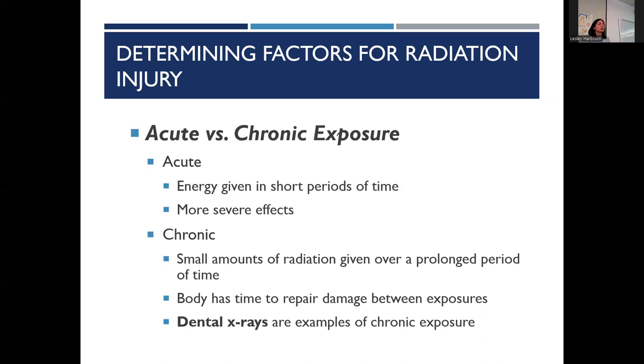If it's chronic, it's just less and it's either recurrent, coming back, or happening over and over. So think of the same thing with acute versus chronic exposure. Acute: energy given in a short period of time, you're getting a lot, so a more severe effect. Chronic: a small amount spread out over a long time. Dental x-rays are a perfect example of chronic. We just give a very small dose of radiation once a year, once every 2 years, once every whatever.